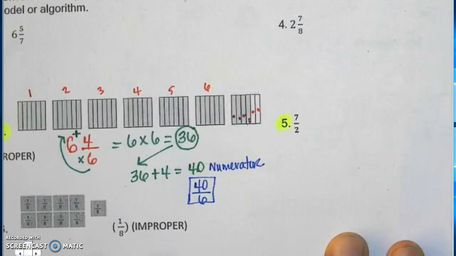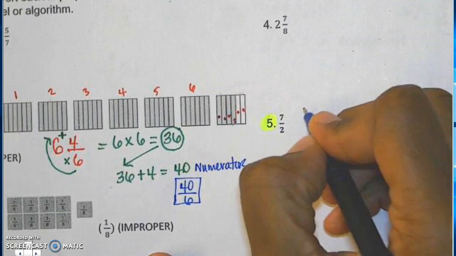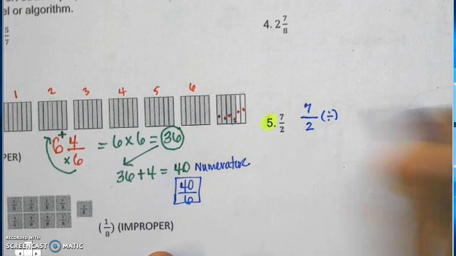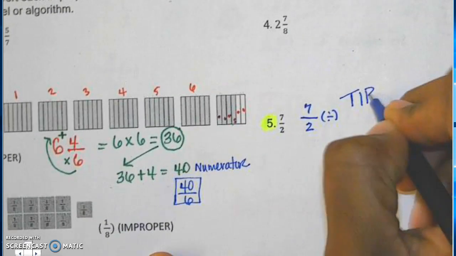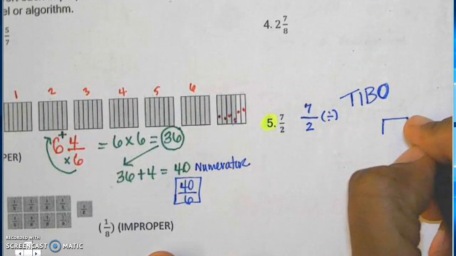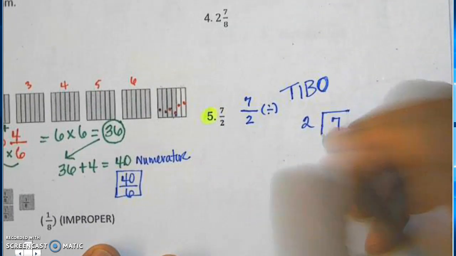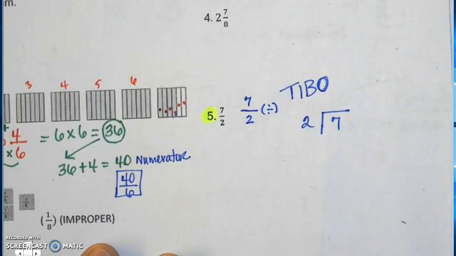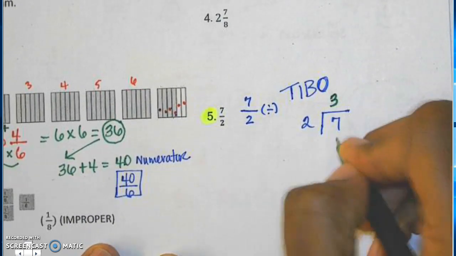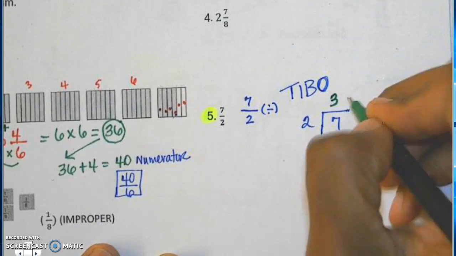Let's work on one where it is improper. Remember, improper, this is telling me 7 is being divided by 2. We're going to say TIBO. Top number will go inside of our division house, and our bottom number will go out. How many groups of 2 in 7? There are 3 groups. 3 times 2 is 6. I will subtract. 7 minus 6 gives me 1. That's my remainder.